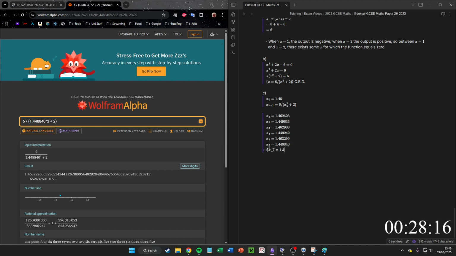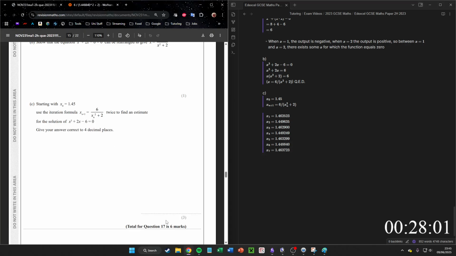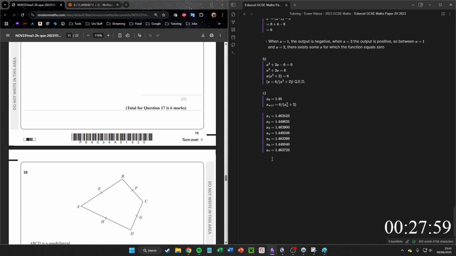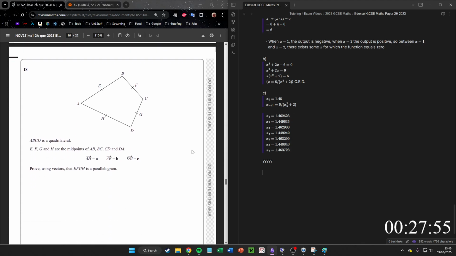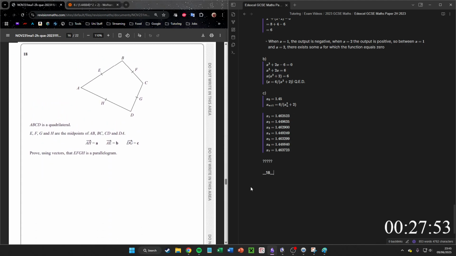1.46. Is it even converging? It doesn't seem to be converging. These pairs seem to be getting further away. Right, I will leave this question. How much is the question? Well, I'll leave this 3-mark question. I will come back to it. I'll leave some question marks to show that I've not finished it. So I will come back.